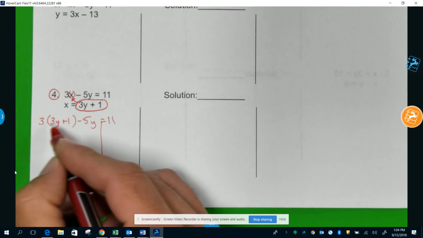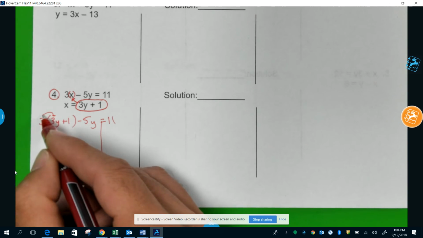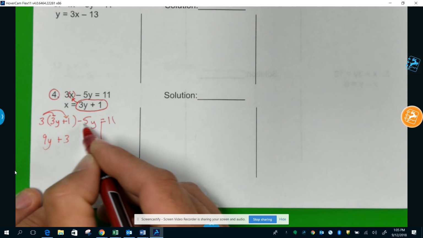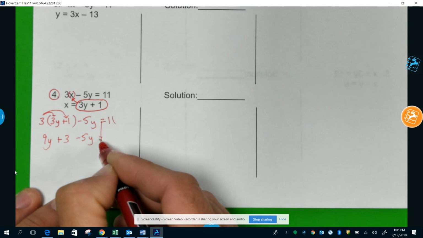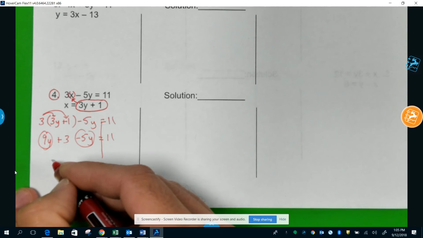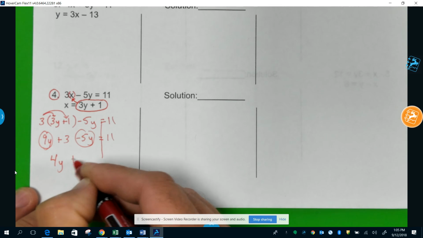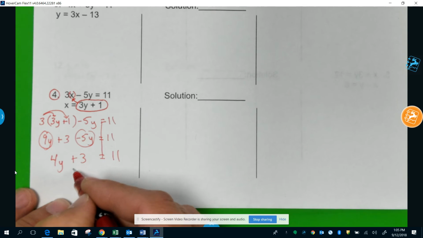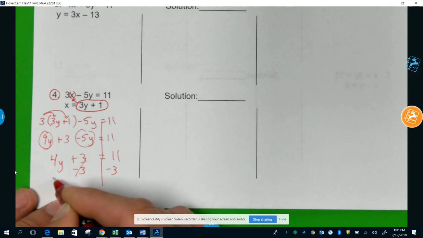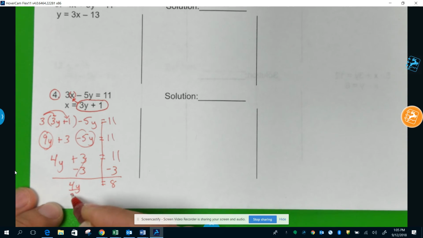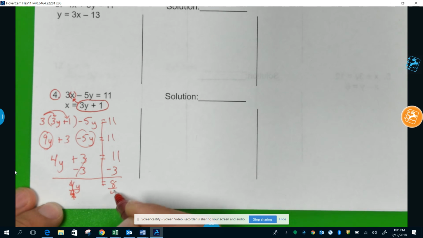So we'll distribute here to solve for y. Y is the only variable I have left. 3 times 3y gives me 9y. 3 times 1 gives me 3. And I also have my minus 5y at the end, equals 11. Combine the like terms. 9y minus 5y leaves us 4y. I still have my plus 3 equals 11. Solving for y, we'll subtract 3 on both sides, and I get 4y equals 8. When we divide by 4, we get y equals 2.